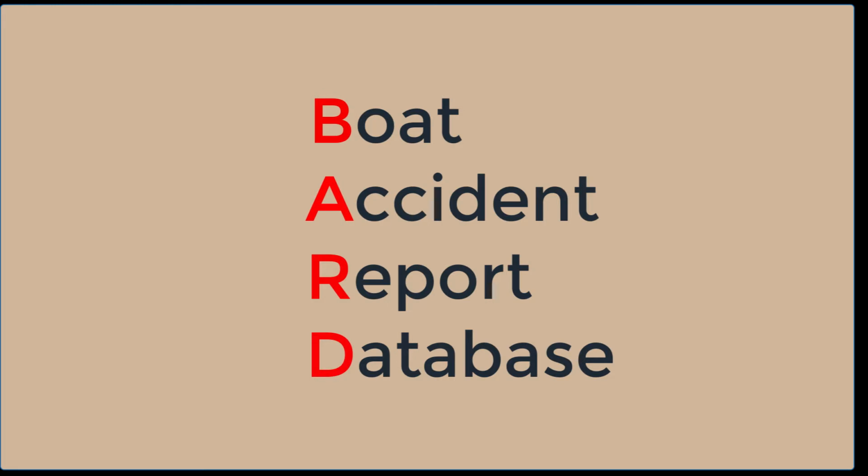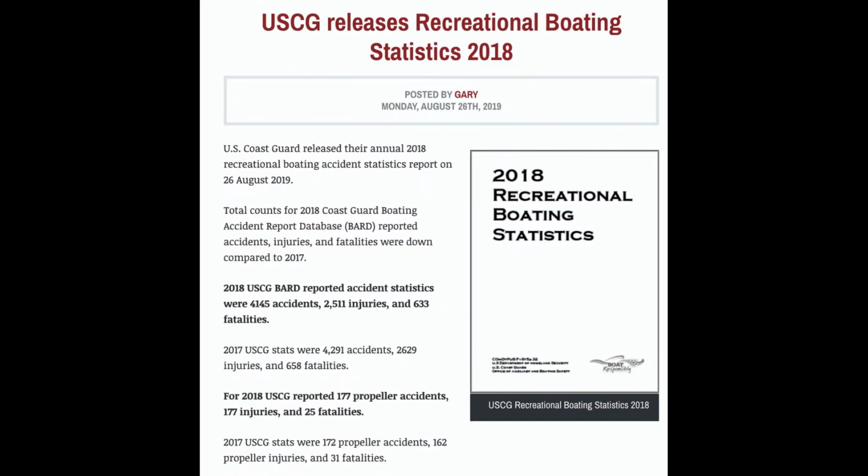Each year, the U.S. Coast Guard compiles boating accident reports into their annual boat accident report database called BARD. This series of tutorials focuses on BARD databases from 2008 to present. The closest most people get to BARD is reading the annual summary of boat accidents they typically see in a newspaper, outdoor magazine, or online each May, just before Memorial Weekend.